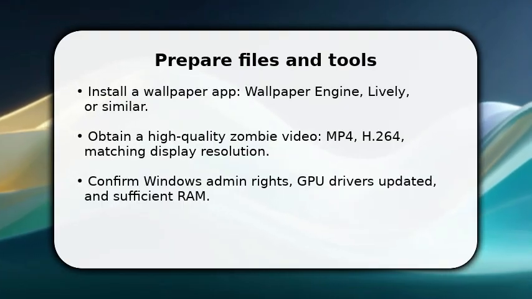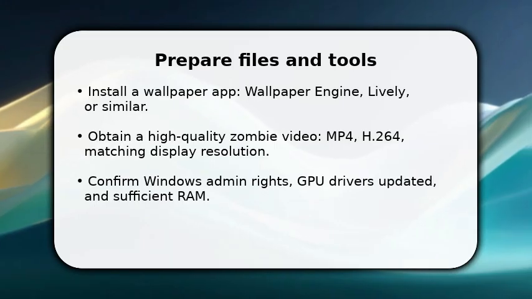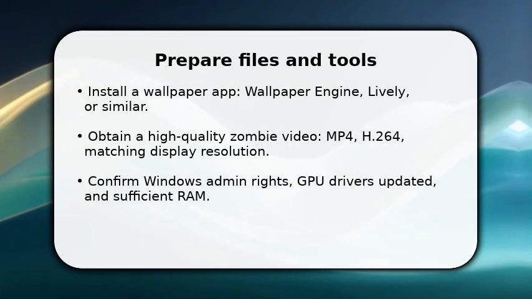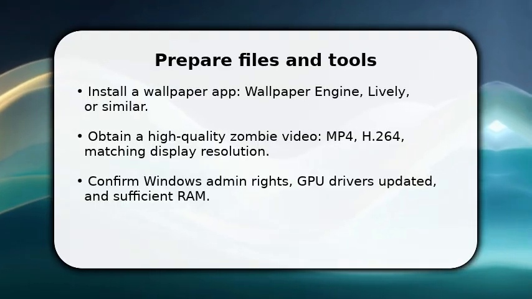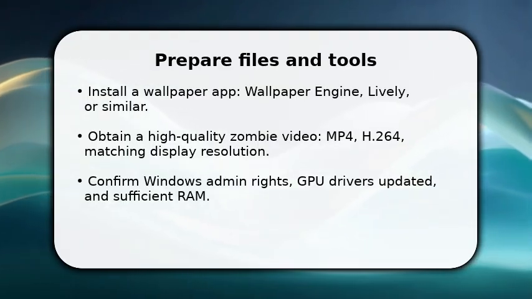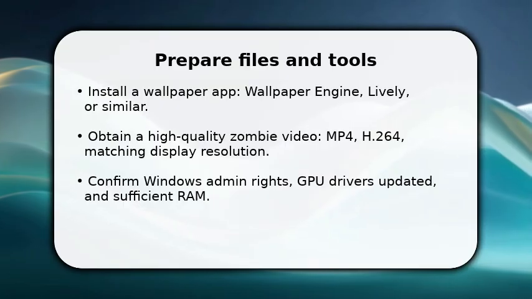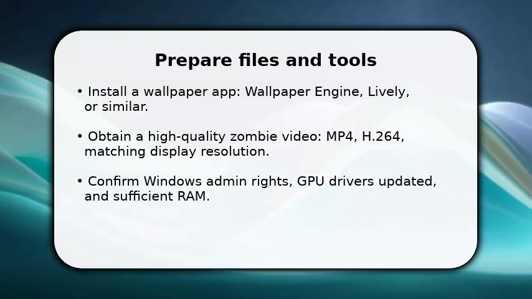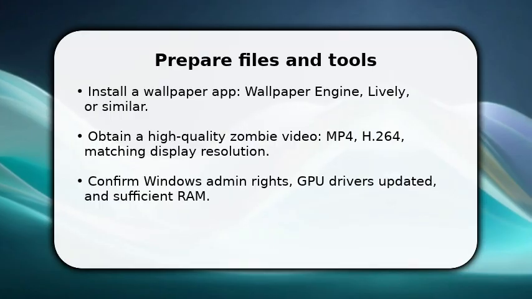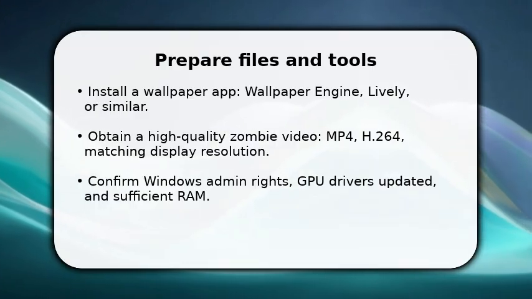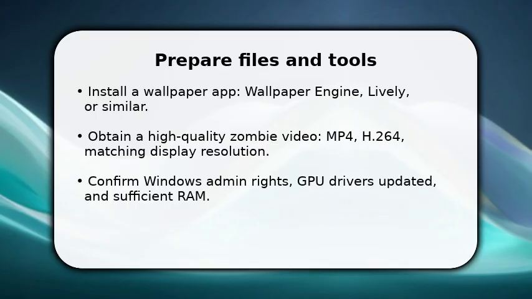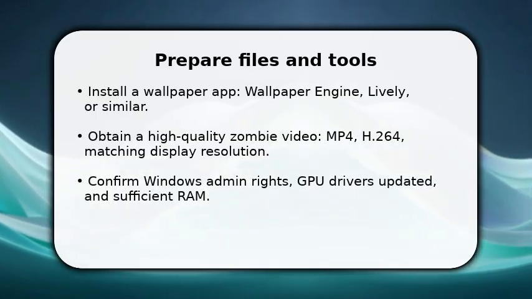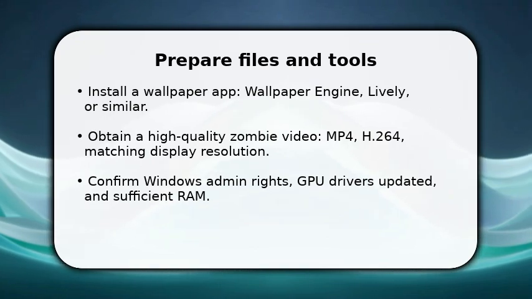You start by gathering what the system needs and why it matters. Install a reliable wallpaper app, Wallpaper Engine or Lively, because they handle looping and GPU acceleration. Next, grab a zombie video in MP4 H.264 at your display resolution so scaling won't cost frames. You also need admin rights and updated GPU drivers. This avoids permission blocks and stuttering. Once done, place the file in a predictable folder and keep a small backup copy.